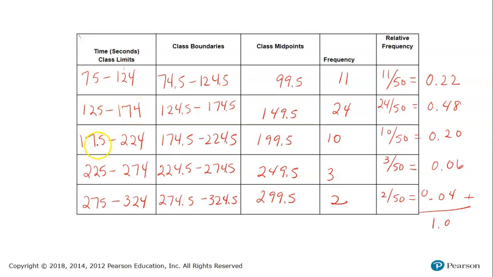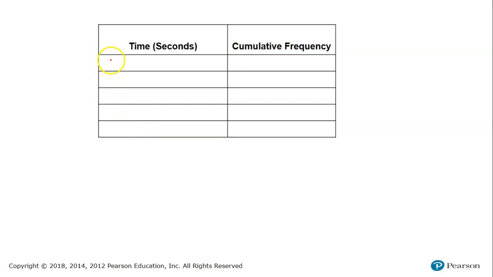Everything less than 225 would be in the third class. Everything less than 275 would be in the fourth class, and so forth. So that's how we're going to go through and write this one here. This first class, we're going to say everything less than 125.